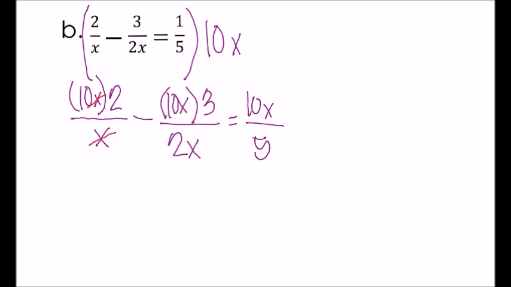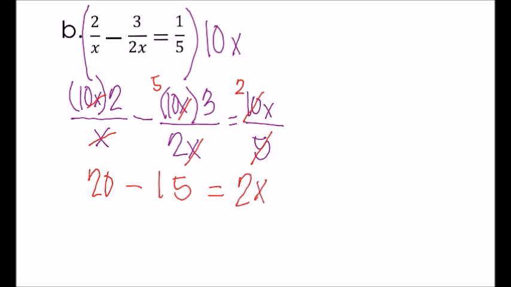So we will have 10 times 2, we will be left with 20 minus 10x times 3 divided by 2x, we can cancel x again. And then 10 is divisible by 2. 10 divided by 2, that's 5. 5 times 3, we have 15 equals 10x over 5. 10 is divisible by 5. So that is 10 divided by 5, we have 2. So on this side of the equation, we will be left with 2x.